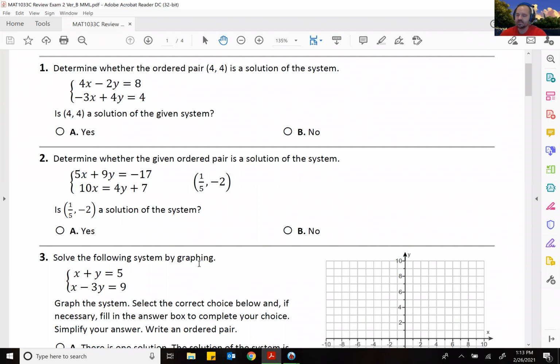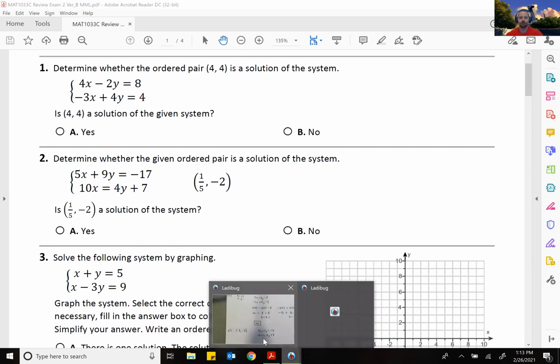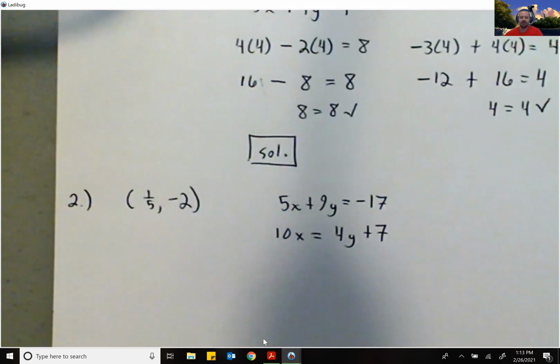Question number 2 is the same idea. You've got this point (1/5, negative 2). And we got this system: 5x plus 9y equal to negative 17, 10x equals 4y plus 7. So again, how do I check to see if it's a solution? You plug in. And anyone feel free to answer. We don't have to rely completely on Catherine.